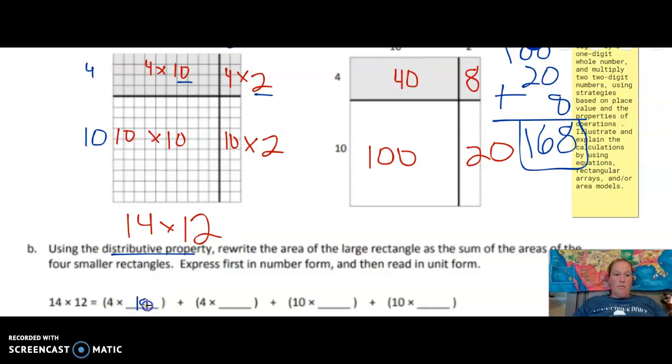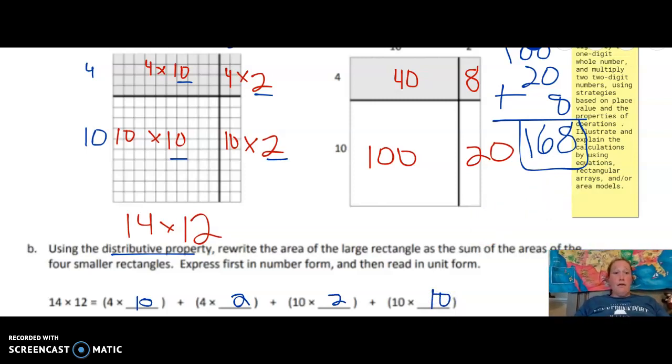That's what the distributive property tells us. We can put it any way. 4 times 10 plus 4 times 2. And then we have 10 times 10 and 10 times 2. Okay, this time maybe I'll put the 2 first. It doesn't matter. There we go. It's just a different way to look at it when we're multiplying 2-digit by 2-digit.